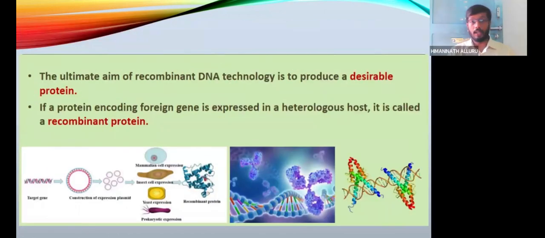Next, recombinant protein. This question was asked in the exam recently. What is the organism, the host, called in which the recombinant protein is produced, or the gene is expressed? What is that particular host called? It is called a heterologous host. The student must be able to write it as a keyword. From the marks point of view, it is very, very important that we should know.